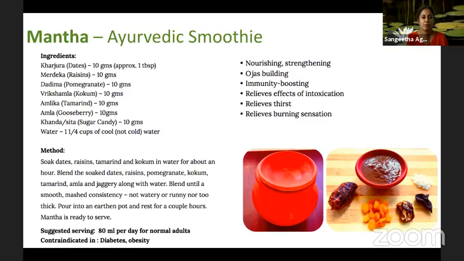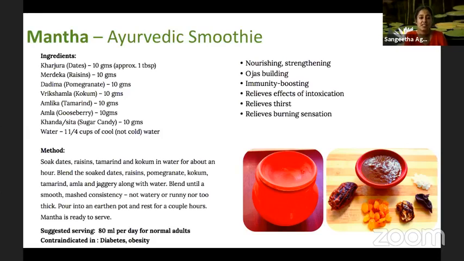And then again, pour it into an earthen pot. I've included a picture here, for those of you who are not familiar with what an earthen pot looks like. It's available here in Toronto in Indian stores. It's not that hard to find. The important thing is it should not be glazed, and it has cooling properties that get transferred to the substances kept in the pot. That's why it's an important step. And then that's it. Let it rest for a couple of hours and your mantha is ready to serve.